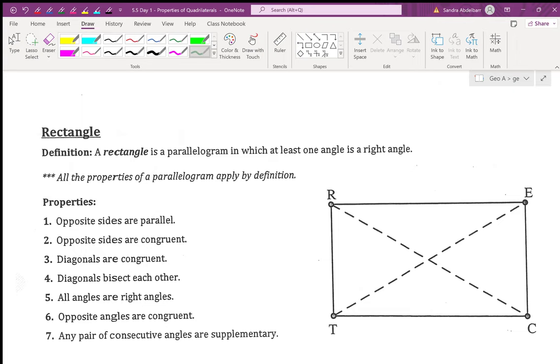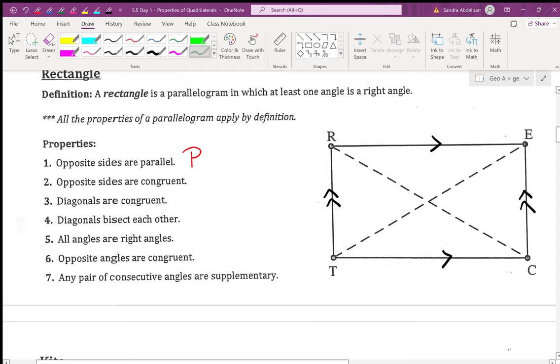So opposite sides are parallel. Is that a parallelogram property or is that a new extra special feature? It's a parallelogram property. So let's put a P. And then let's mark it up. So if opposite sides are parallel, that means RE is parallel to TC and RT is parallel to EC. Opposite sides are congruent. Is that a parallelogram property or a new extra special feature? Adam? Again, it is a parallelogram property. So that means that RT is congruent to EC and RE is congruent to TC.